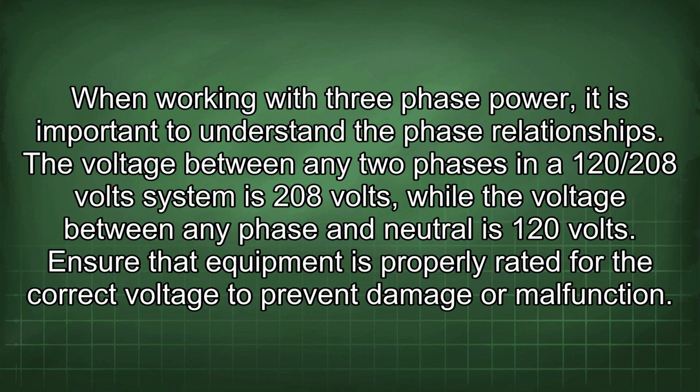When working with three-phase power, it is important to understand the phase relationships. The voltage between any two phases in a 120/208 volt system is 208 volts, while the voltage between any phase and neutral is 120 volts. Ensure that equipment is properly rated for the correct voltage to prevent damage or malfunction.